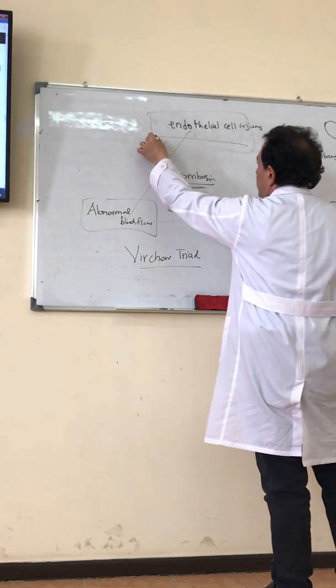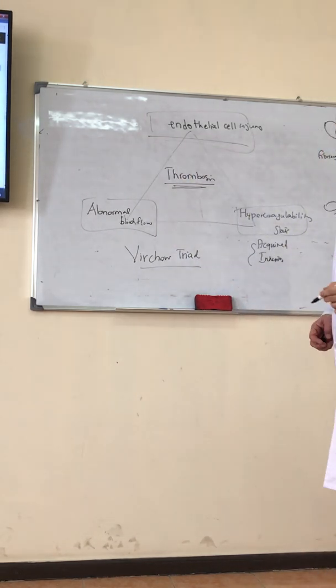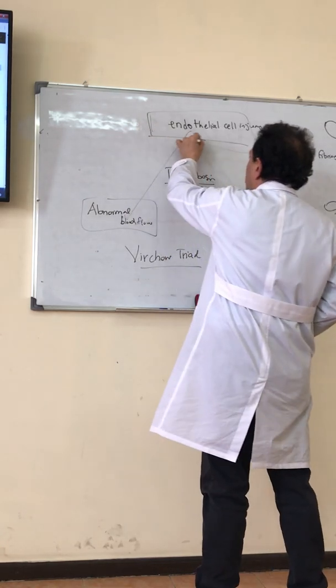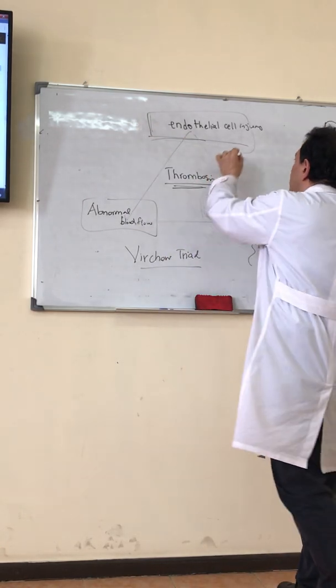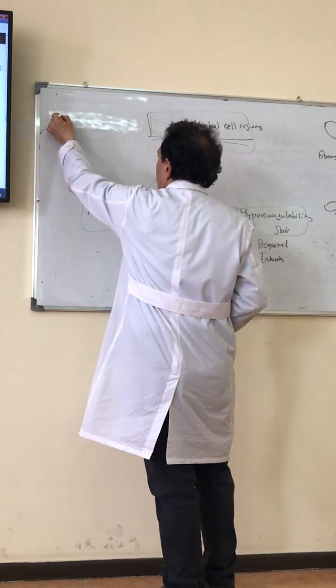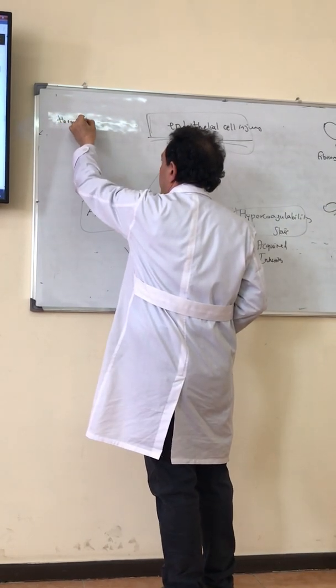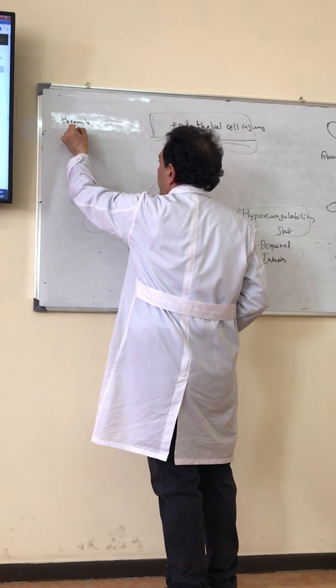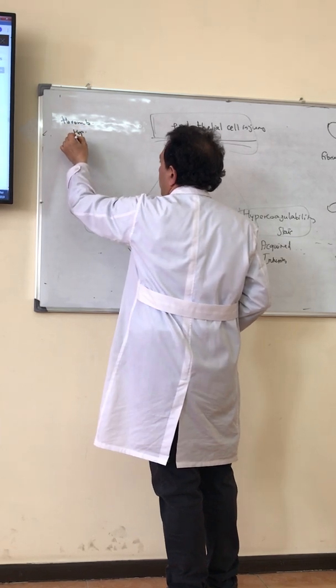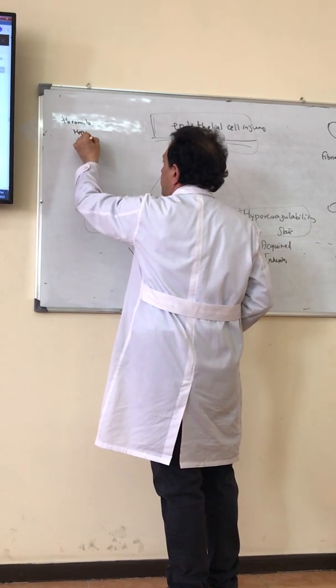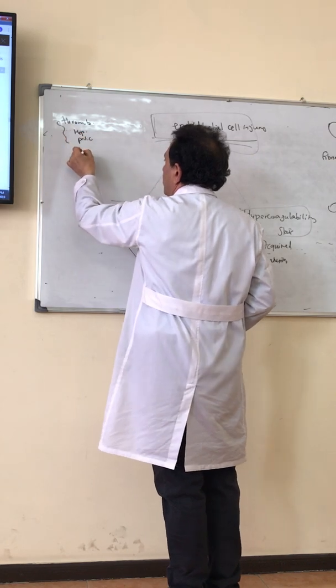Endothelial cell injury: as I told you, endothelial cells in a healthy state have an antithrombotic effect, through molecules like thrombomodulin, heparin-like molecule, and protein C receptor.